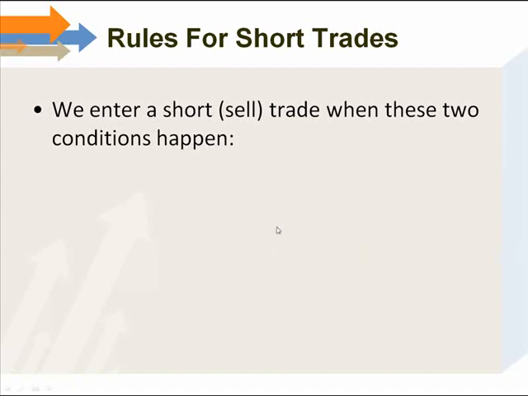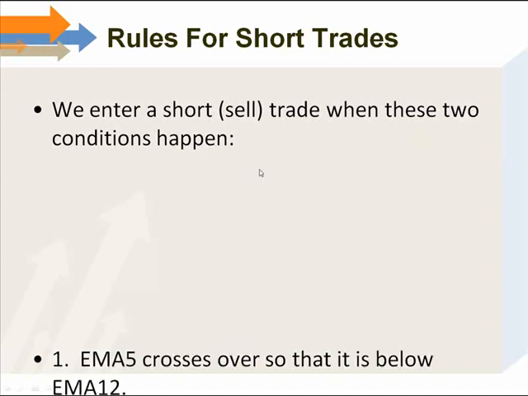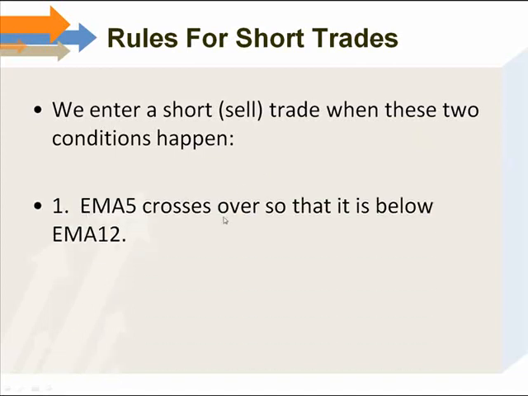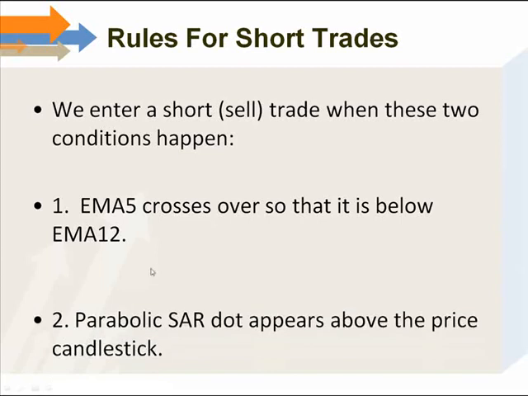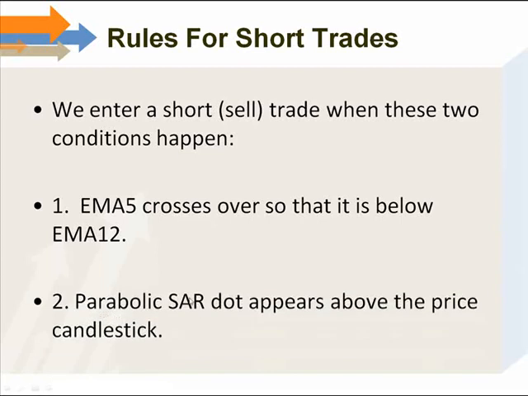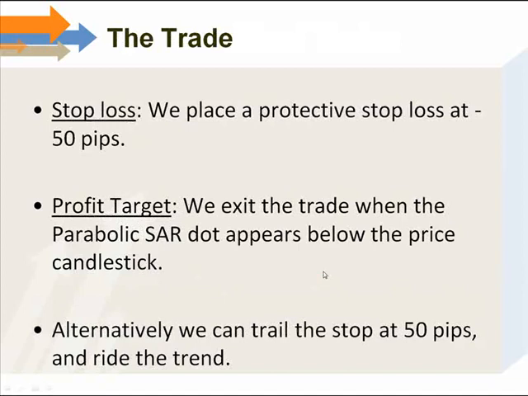First of all, we enter a short sell trade. That's a sell trade when these two conditions happen. The EMA 5 crosses over so that it is below the EMA 12. So on your charts, that's the blue line crossing below the green line. And the parabolic SAR dot appears above the price candlestick at the same time that this happens. And we're going to look at this on the charts in just a second and give you some real examples.